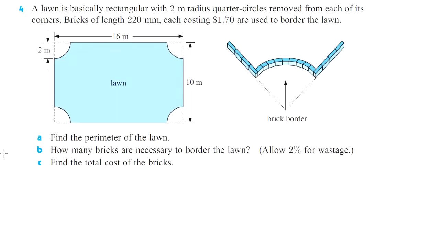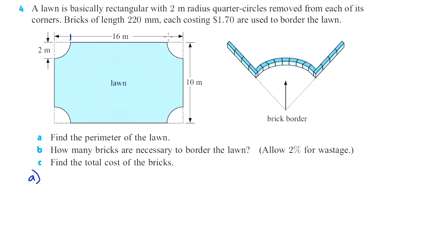All right, that is number 4. Ooh, yeah, this is a good one. A lawn is basically a rectangle with 2 meter radius quarter circles removed from each of its corners. Bricks of length 220 millimeters each, costing $1.70, are used to border the lawn. A, find the perimeter of the lawn. So let's see, we know that this rectangular piece here is 16 by 10, but we've got these little 2 meter pieces cut out here.